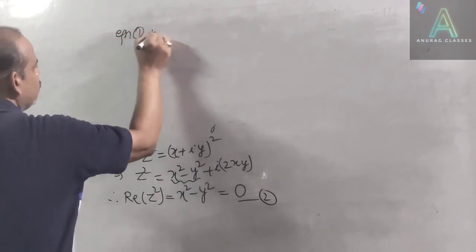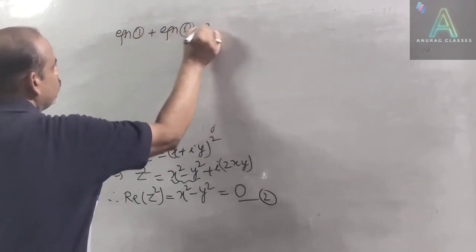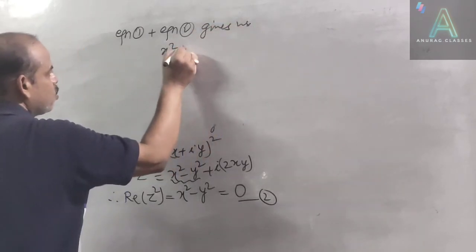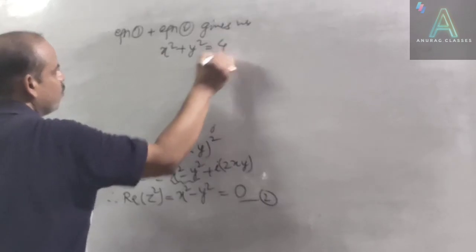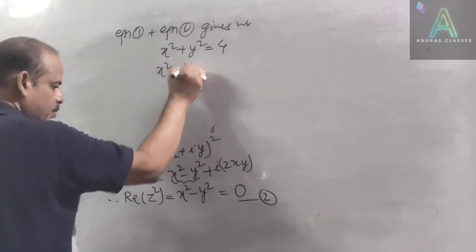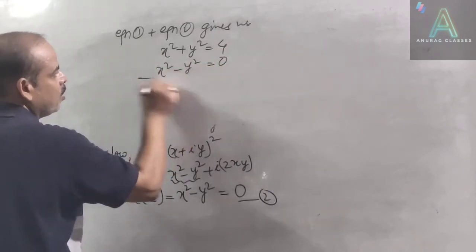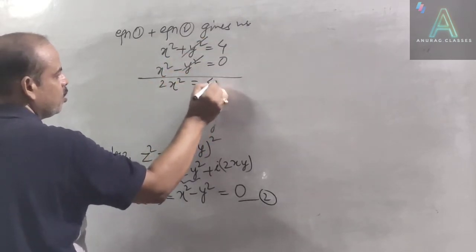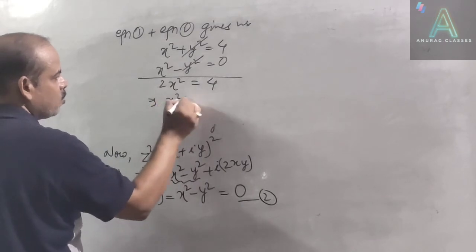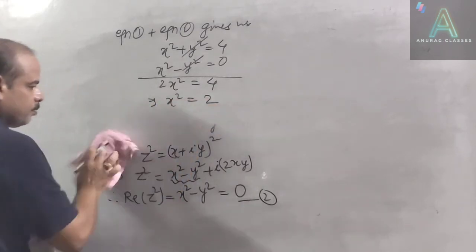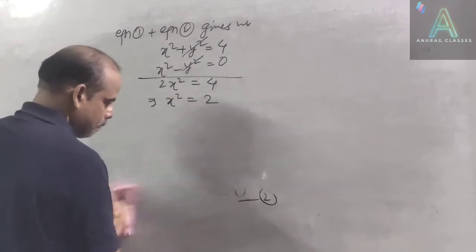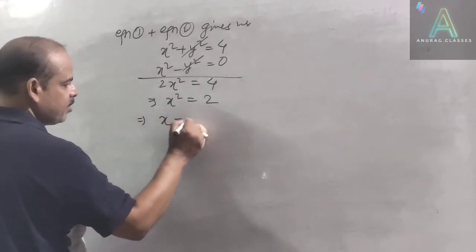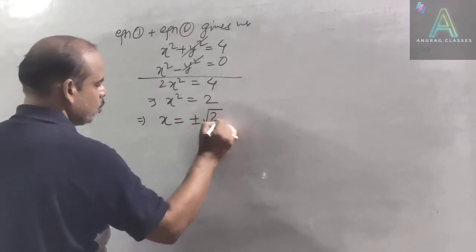Equation 1 plus equation 2 gives us, equation 1 was x square plus y square is equal to 4, and 2 is x square minus y square is equal to 0. On adding, y square cancels, 2x square is equal to 4, so x square is equal to 2. So what should be the value of x? It means x is equal to plus minus root 2.